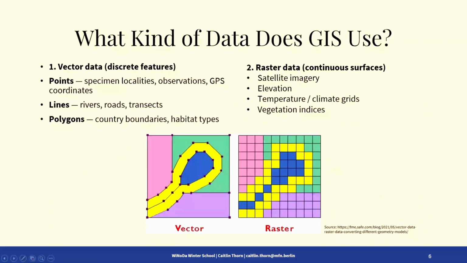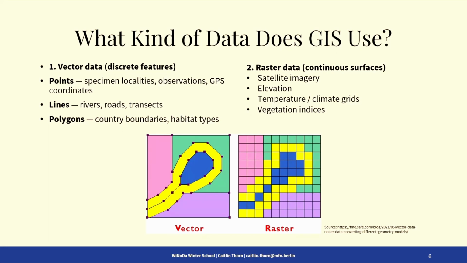What kind of data does GIS use? Vector data consists of points, lines, and polygons. Points can be used for things like specimen localities and observations. They're basically just point coordinates. There are also lines, which are things like rivers, roads, etc. Polygons can be things like country boundaries. It could also be your house at a different scale, but it's more like larger shapes.